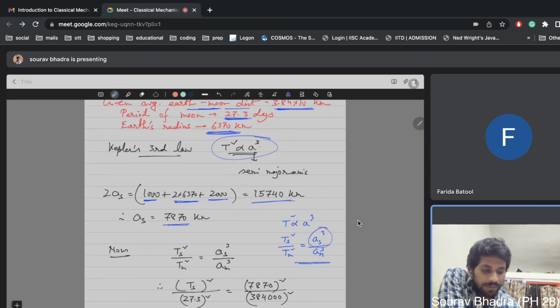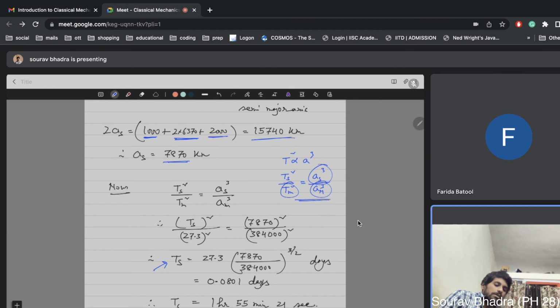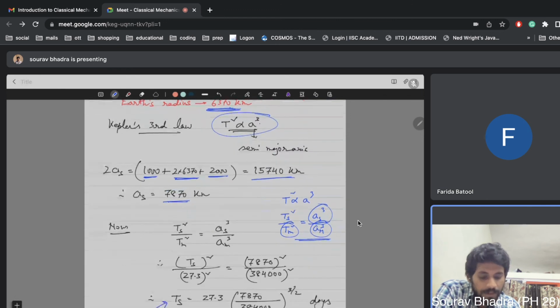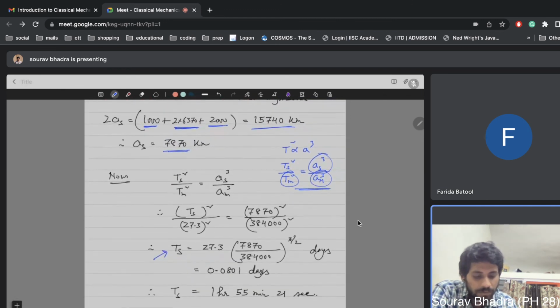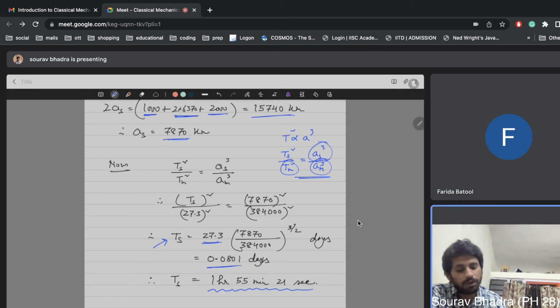Now, am is already given, Tm is already given, and from there we can calculate Ts, using all the other data given in the question. The moon period is 27.3 days, we put in the 27.3 and you get the result as 0.0801 days, and if you convert it into hours, minutes and seconds, you will get that much. So this is a very small application but a very nice example of how to calculate the time period of a satellite.